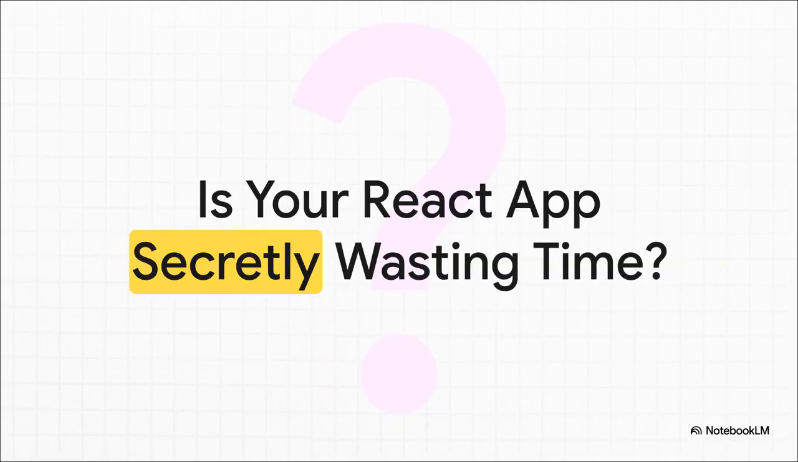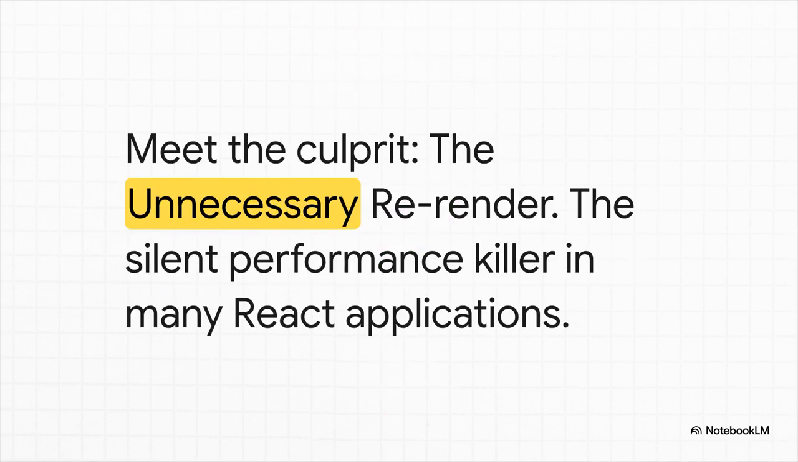So, have you ever built something where you type into an input and there's that tiny, annoying delay? Or you try to scroll through a long list and it's just janky? Yeah, that's a super common problem. And 9 times out of 10, it's because your app is secretly doing a whole bunch of work it absolutely doesn't need to. So what's the big secret?